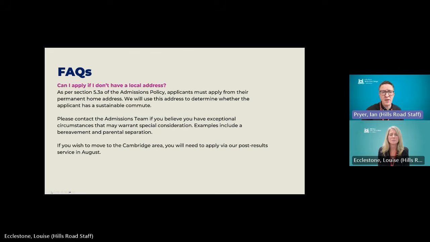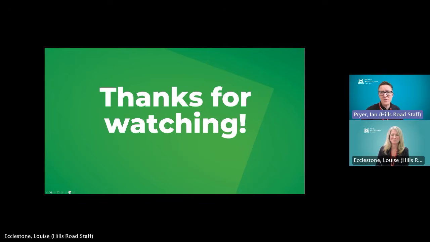So if you're currently living outside of that local area, but for example, there's been a bereavement or a parental separation that's going to lead to some movement in terms of geography, do get in touch and we'll look at whether we can do anything there in terms of our exceptional circumstances. If you're hoping to move into the area in order to take up a place at the college, then we would ask you to do that via our post results service in August. I think that's all of the frequently asked questions.